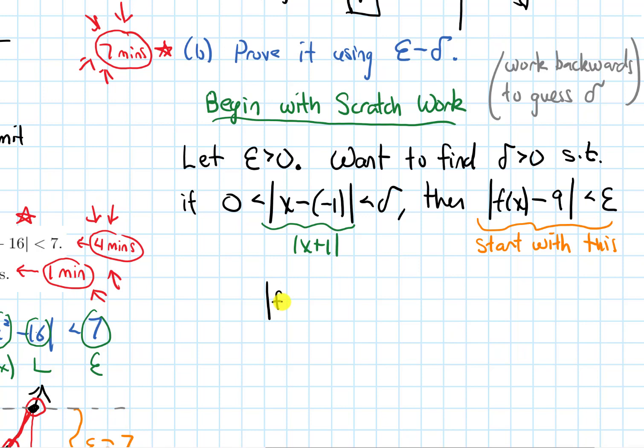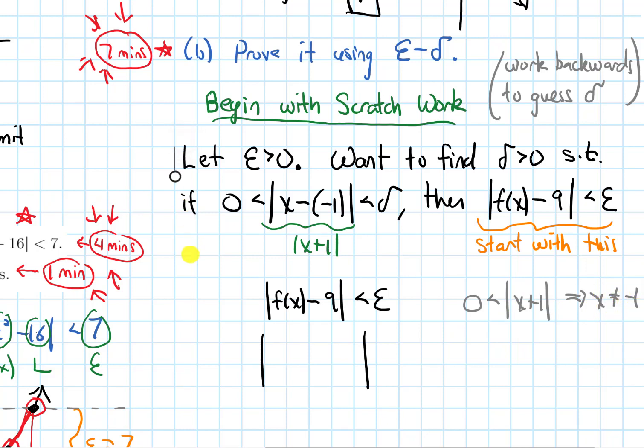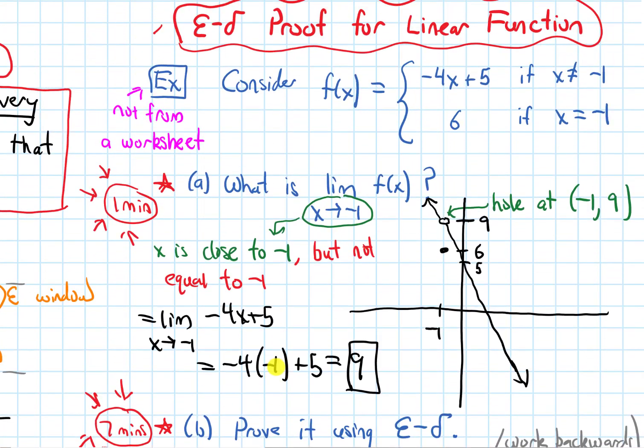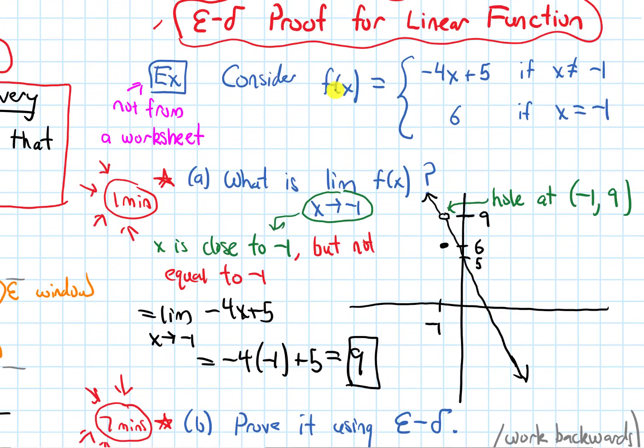All right, so let's write the absolute value of f of x minus 9 is less than epsilon. So what does f of x equal? Remember, it's a piecewise function. But the fact that 0 is less than absolute value of x plus 1 will mean that x is not allowed to be equal to negative 1. And if I look at my piecewise function, when x is not negative 1, my function is negative 4x plus 5.